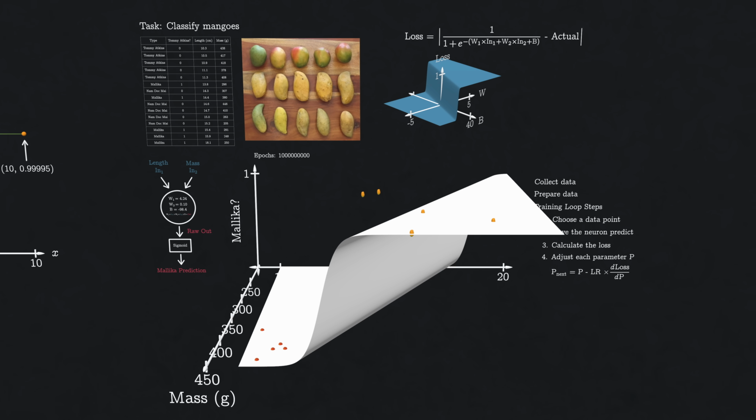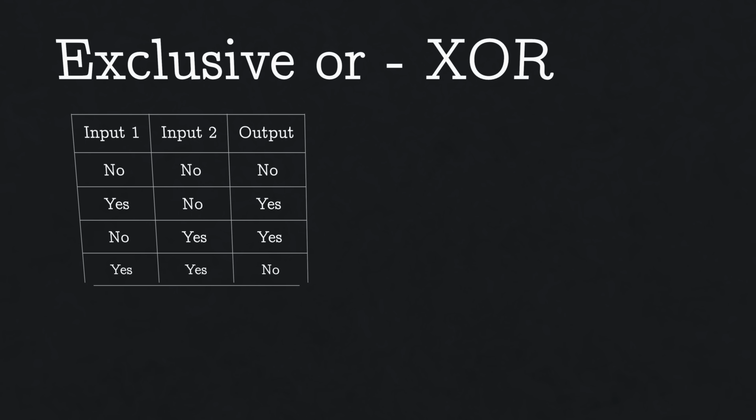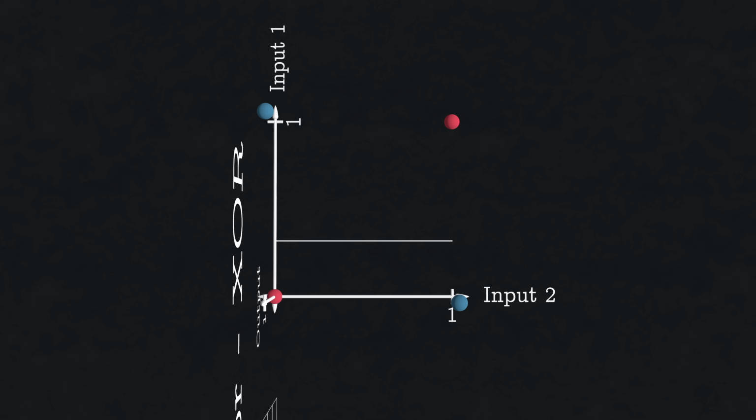A more pure version of this problem is the exclusive OR task, or more commonly called XOR. It's a binary function that works like this. Given two inputs, each of which are yes or no, it outputs yes if one of the inputs was yes, but not if both of them are. That's the exclusive part. If, like before, we treat no as 0 and yes as 1, graphing the data looks like this. You can't draw a line that separates the yes and no outputs from each other.